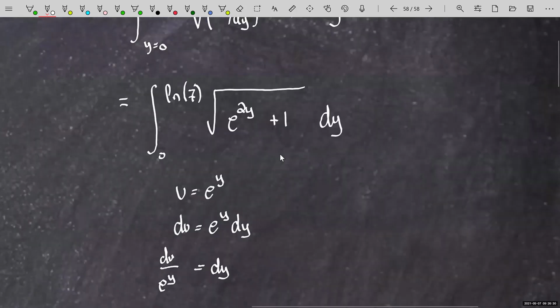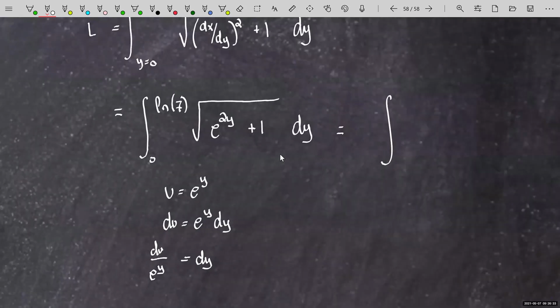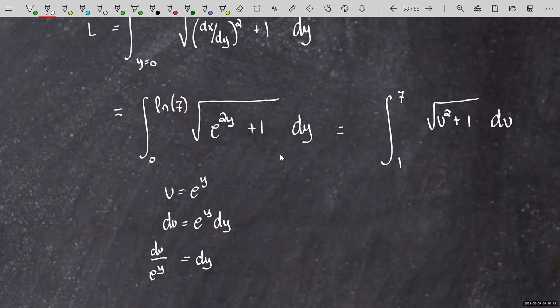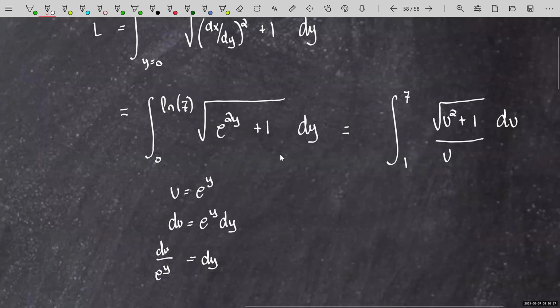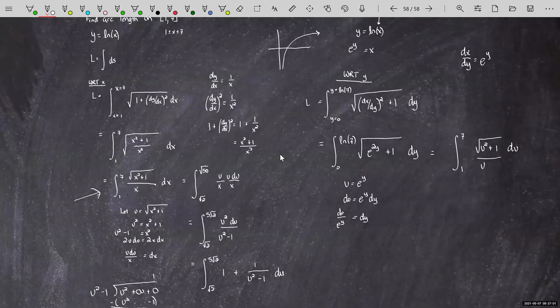Now, doing the substitution, when y is 0, u is 1. Oh, look at this. And when y is natural log of 7, u is 7. And we have square root of u squared plus 1. dy gets stolen out for a du over e to the y, which is u. And we are back at, hold on, wait for it. Where we were before. Yeah. But this is kind of nice.